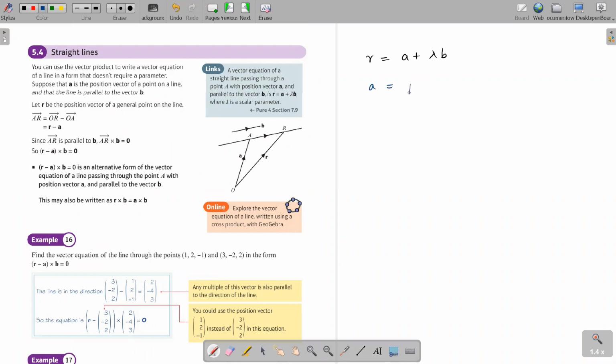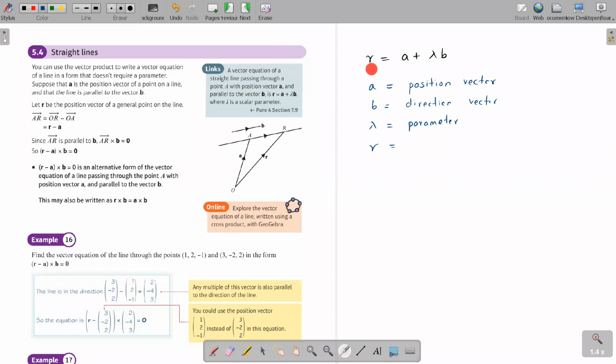a represents the position vector on the line. b represents the direction vector. Lambda is simply a parameter. And what does r represent?